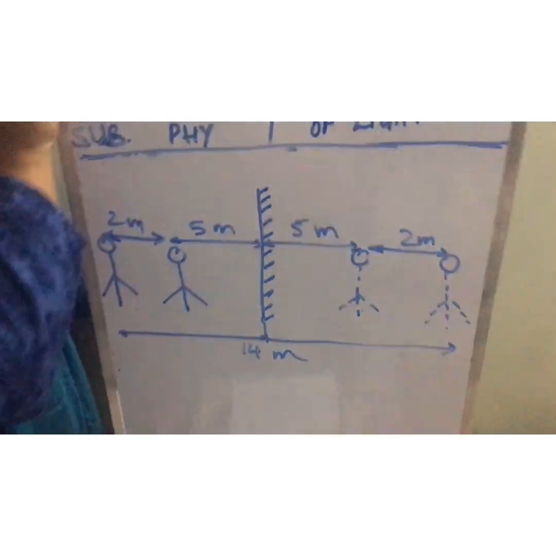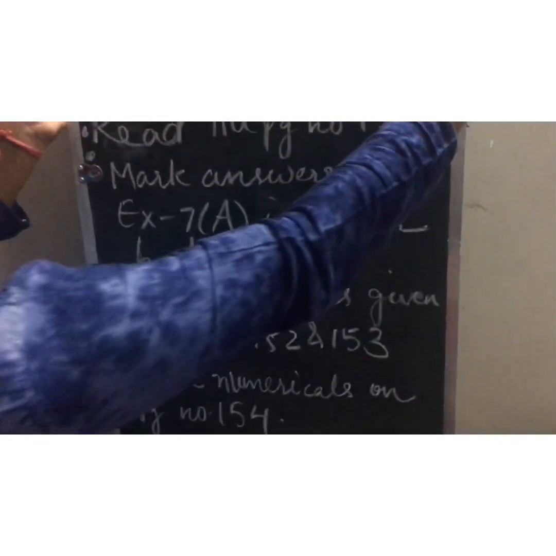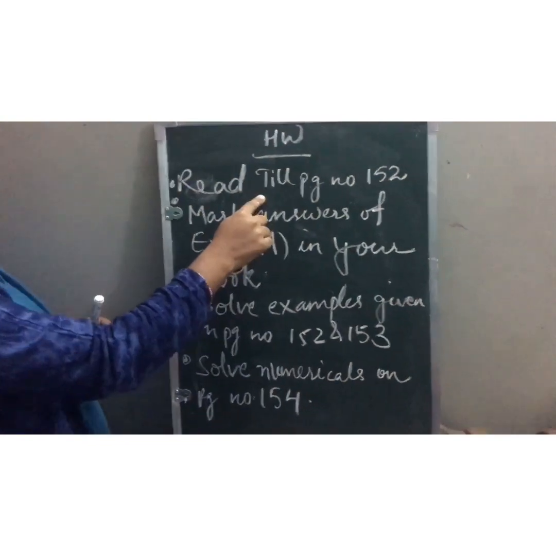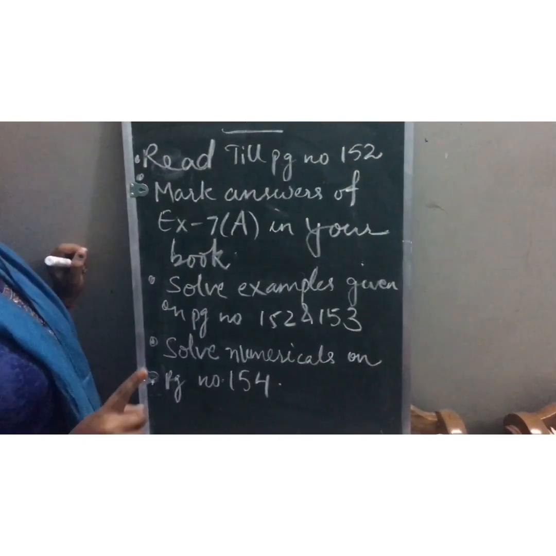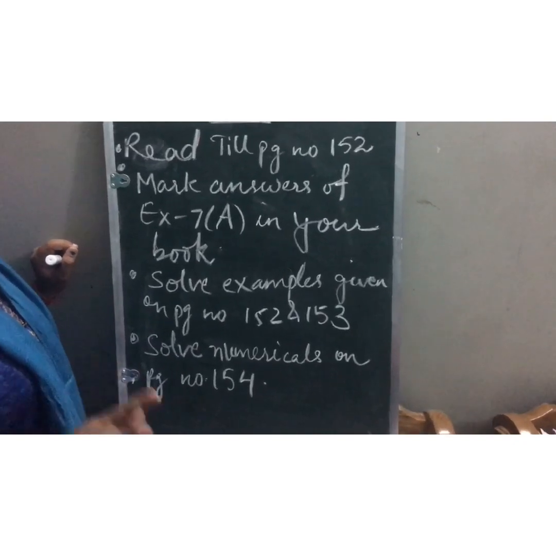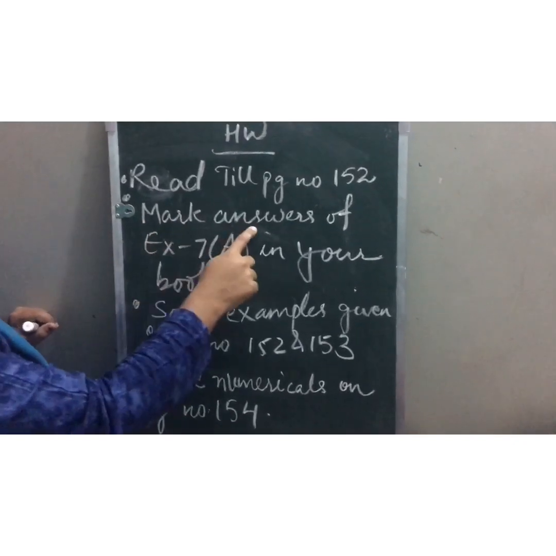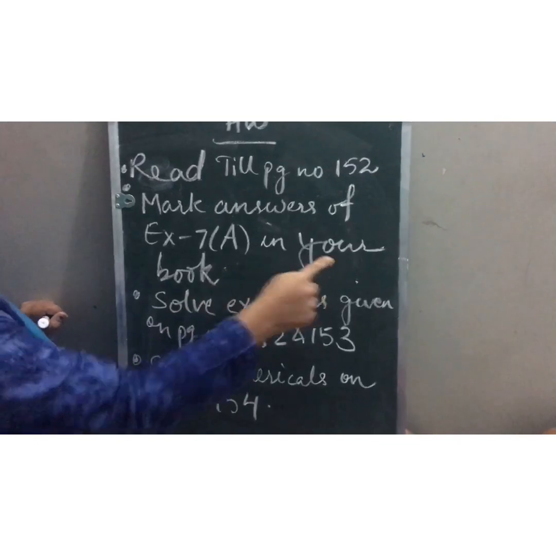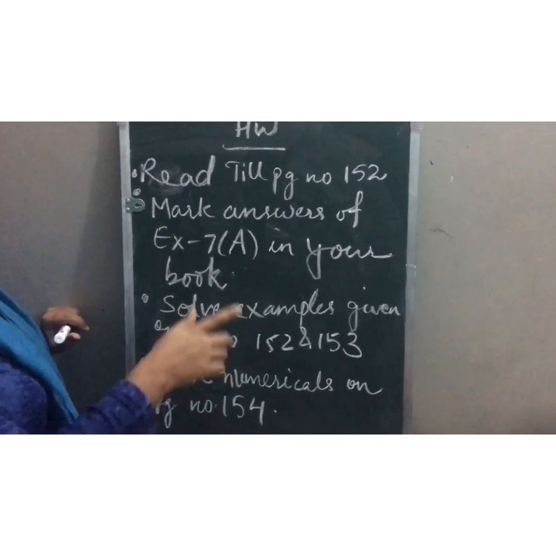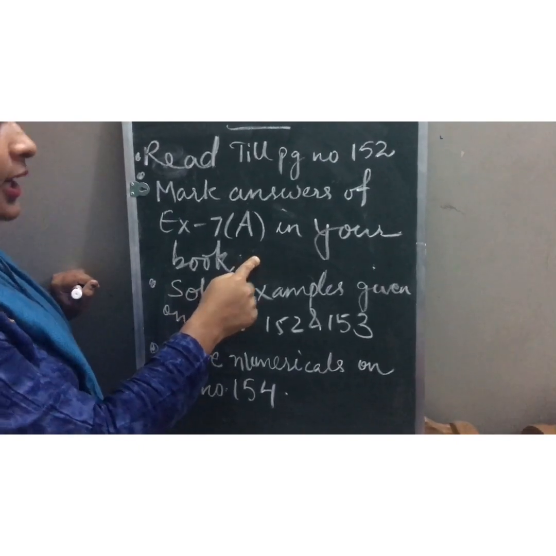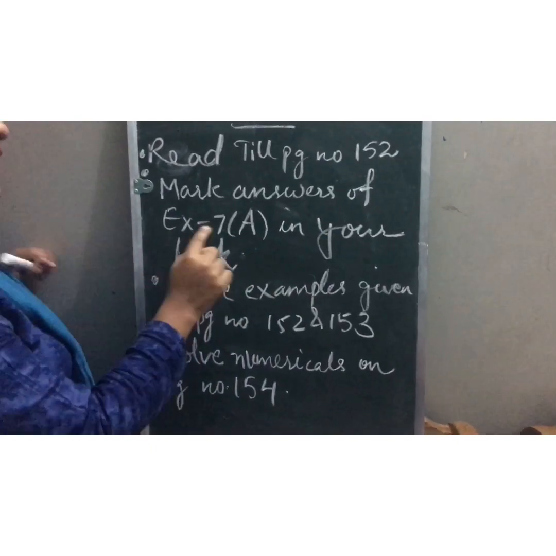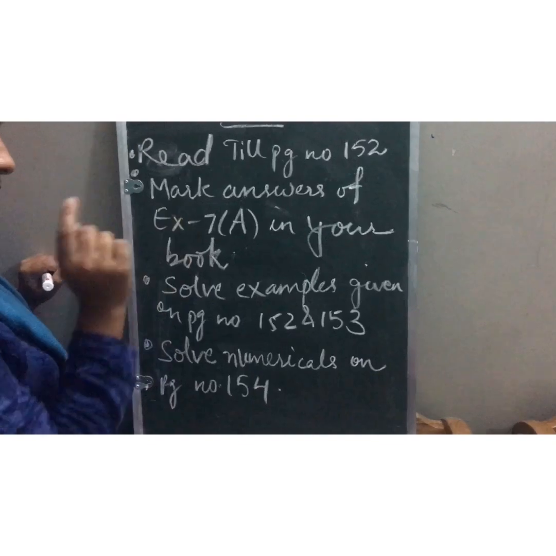Now it's homework time. Your work is to read this chapter till page number 152 and make notes also. It is very important to make notes of each and every chapter. Second, mark answers of exercise 7A in your book only. No need to write them right now. You only have to mark answers in your book with your pencil. All the questions given in exercise 7A you have to mark in your book.